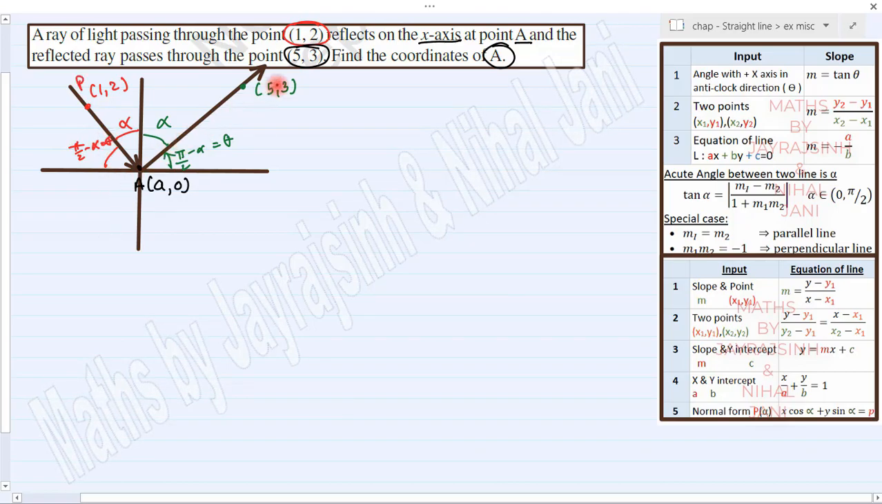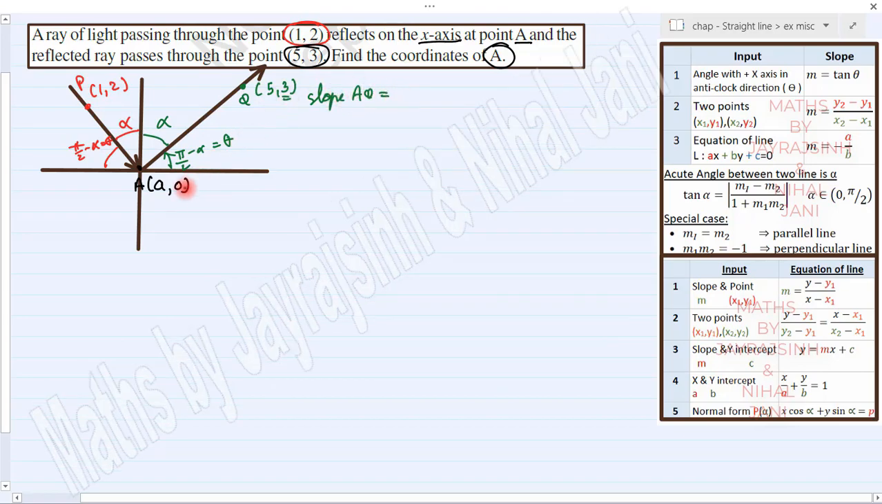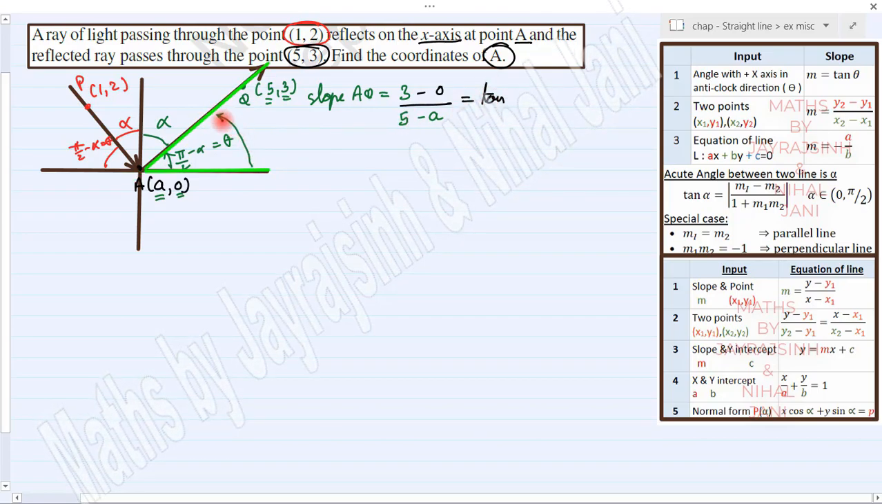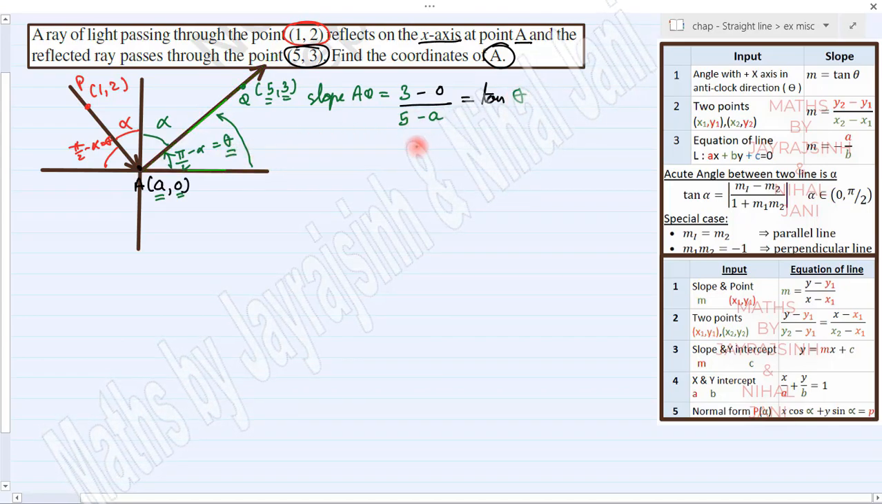Point (1, 2) is assumed as P and point (5, 3) is assumed as Q. So we can say the slope of AQ must be the difference of y coordinates, which is 3 minus 0, upon the difference of x coordinates, which is 5 minus a, and it must be equal to tan of the angle with the positive x-axis in the anti-clockwise direction, which is nothing but theta.